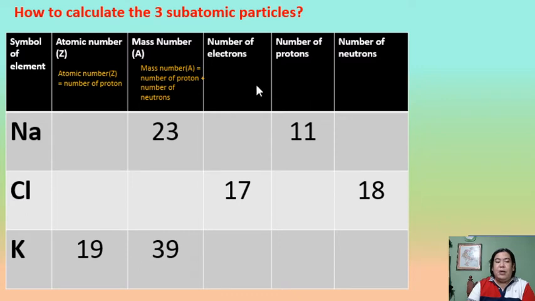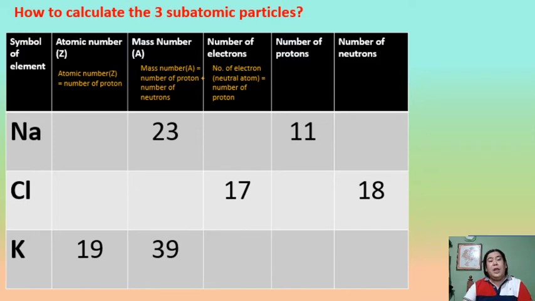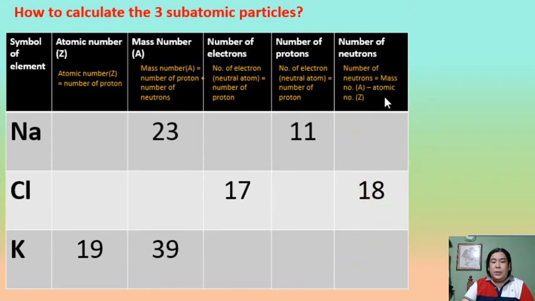And then the three subatomic particles, electrons. When we are dealing with a neutral atom, pag sinabi natin neutral atom, the atom is neutral, sasabihin natin neutral kapag wala siyang charge. And then kapag neutral ang atom, it is always equal to the number of proton. Ganun din ang proton. Pag neutral yung atom, walang charge, parehas lang sila ng number of electrons and proton. And then the number of neutron is equal to the mass number minus the atomic number.